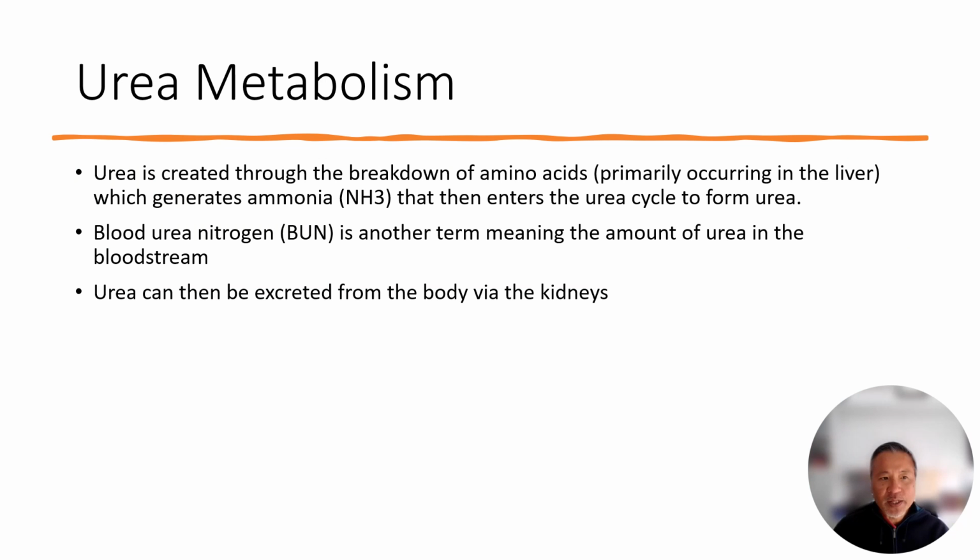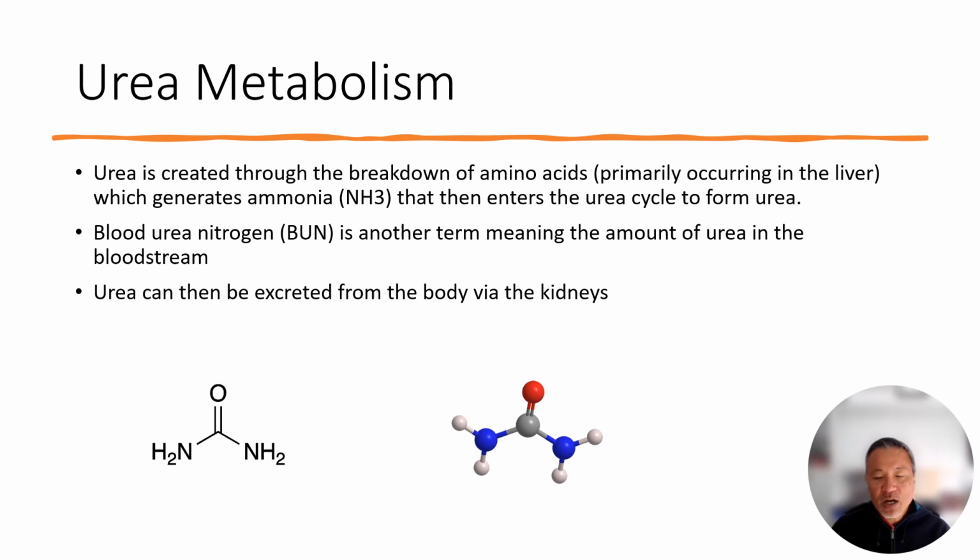So let's start with urea. Urea is this molecule here, and it is created through the breakdown of amino acids primarily occurring in the liver, which generates ammonia that then enters the urea cycle to form urea.